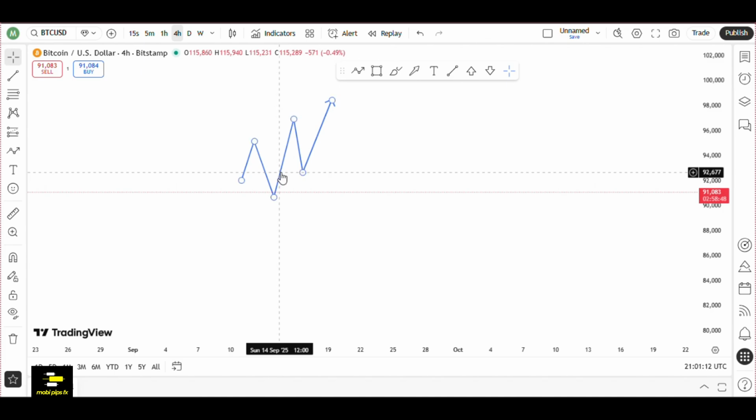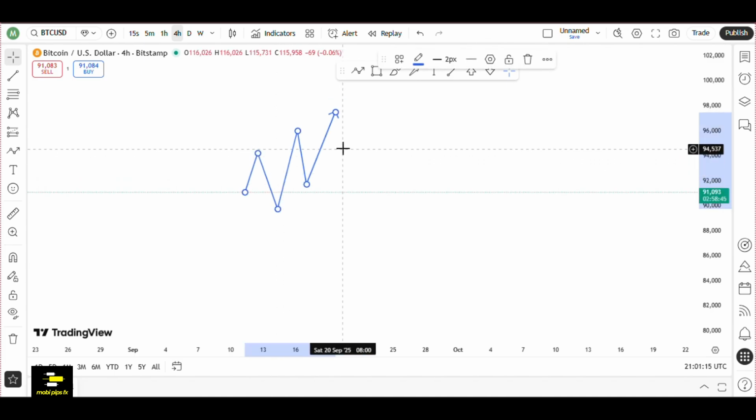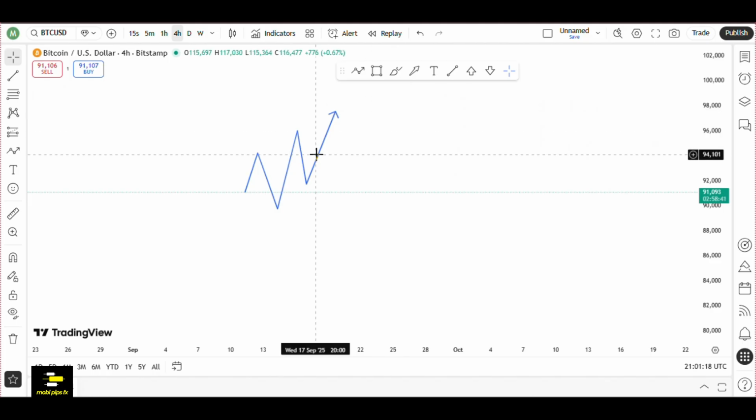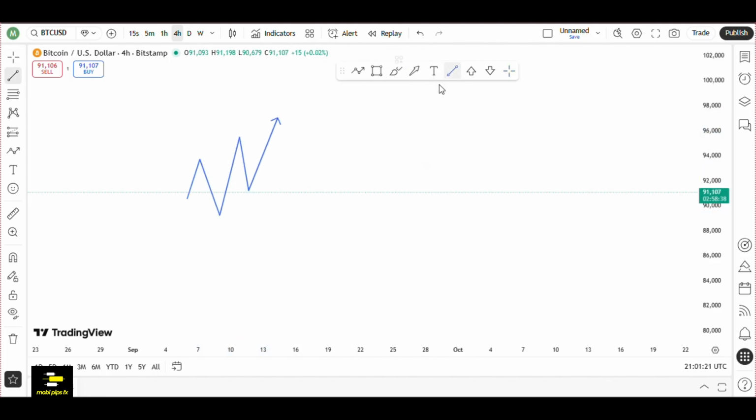How will I know which zone to buy or sell from? So now let's take a look at this. Let's label this. We have a sweep here. We have a transactional liquidity here. Another transactional liquidity here, and this is our structural liquidity.